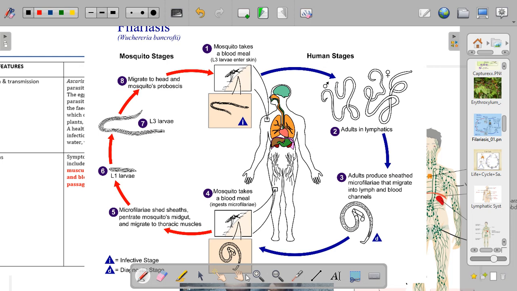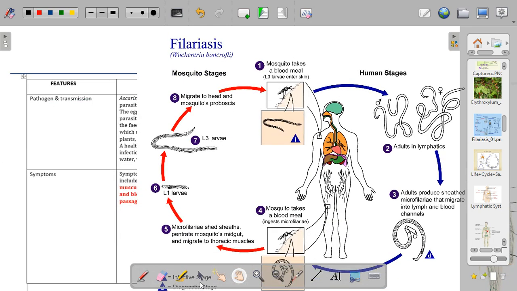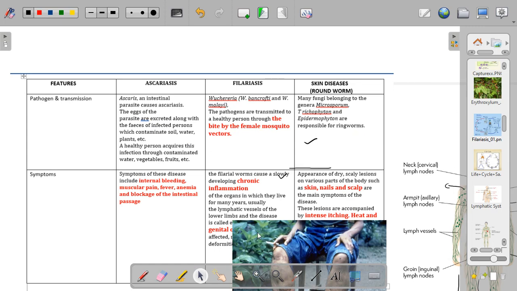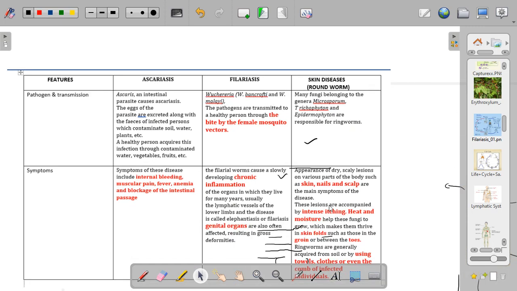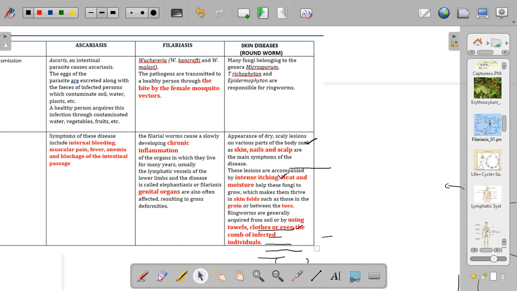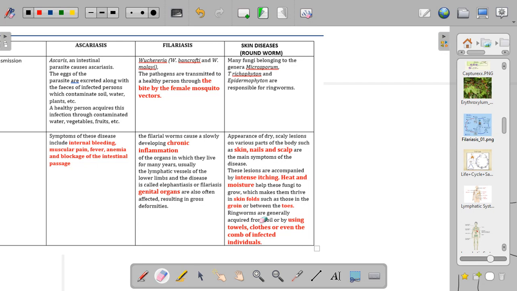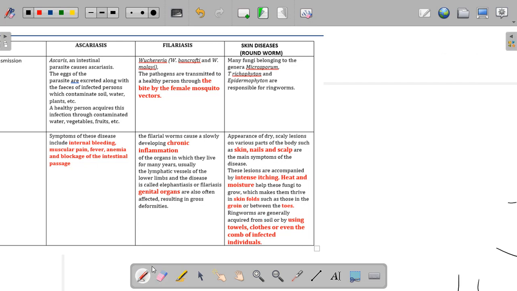This is called ringworm. Okay, a skin disease especially, or roundworm, you can say. Here this is caused by fungi. Try to understand: most skin diseases are caused by fungi. What kind of fungi? They belong to a genus called Microsporum.